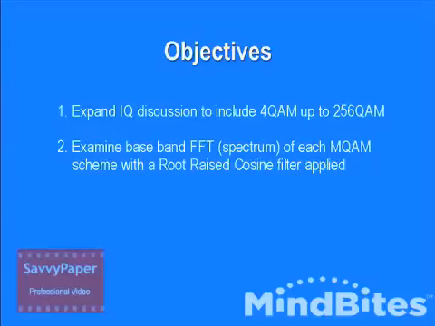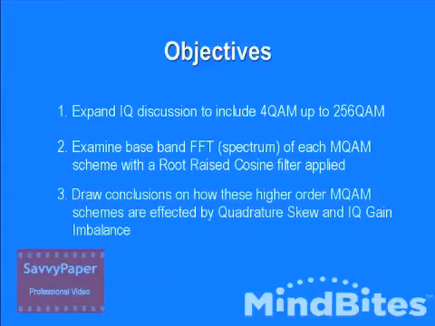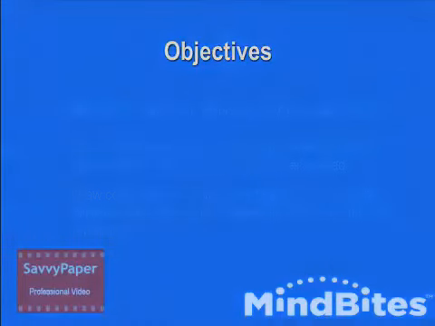Second, we will also look at the baseband fast Fourier transform, or spectrum, with a root-raised cosine filter applied to each of these modulation schemes. Third, having looked at quadrature skew and IQ gain imbalance in an earlier lesson, we will revisit them in this lesson and take a look at what effect these impairments have on the higher order MQAM schemes and see what conclusions we can infer.